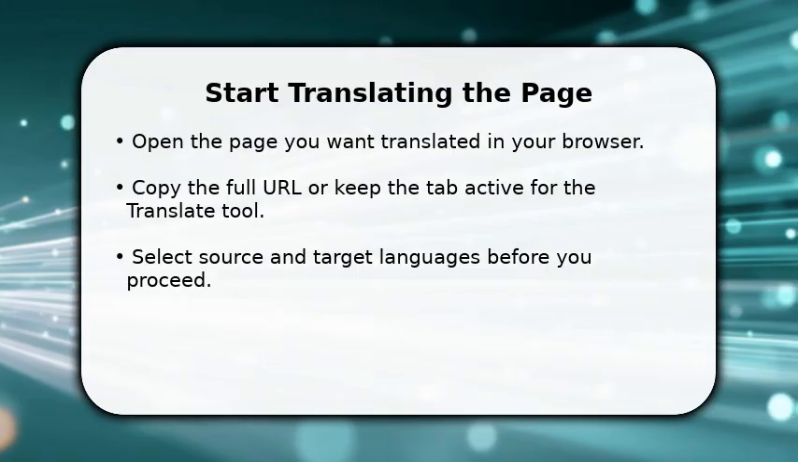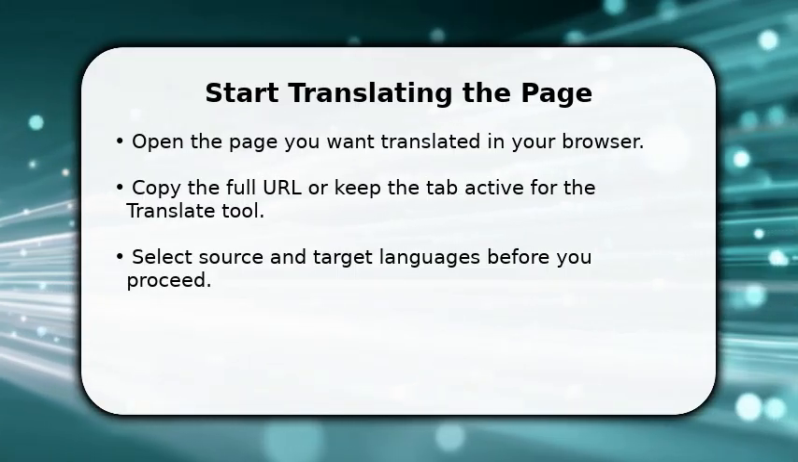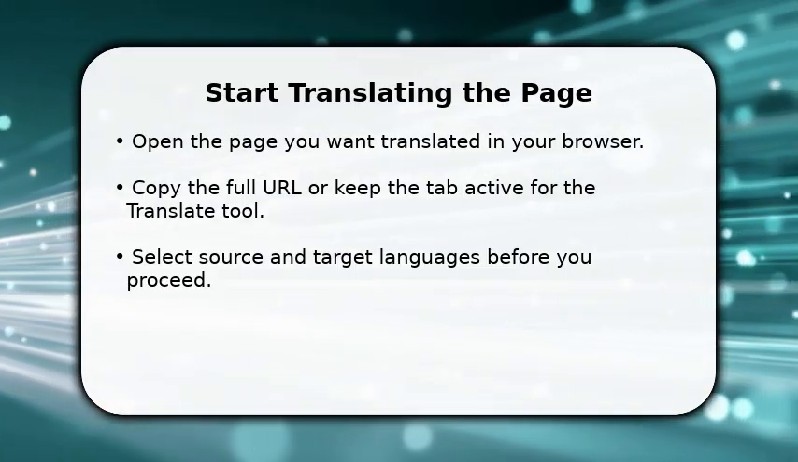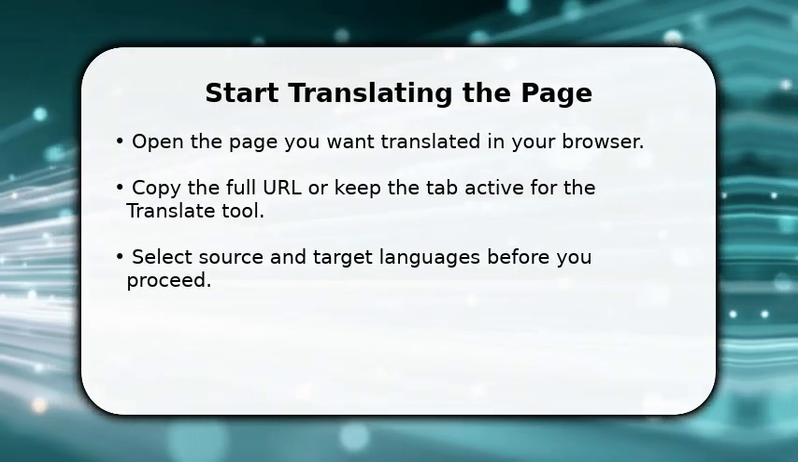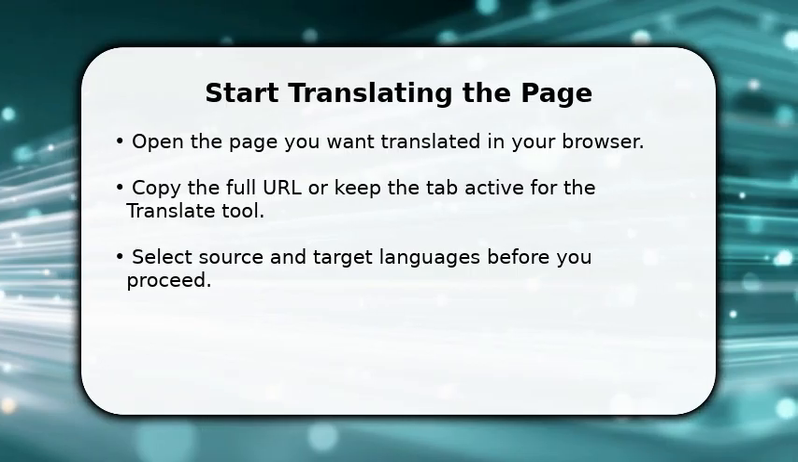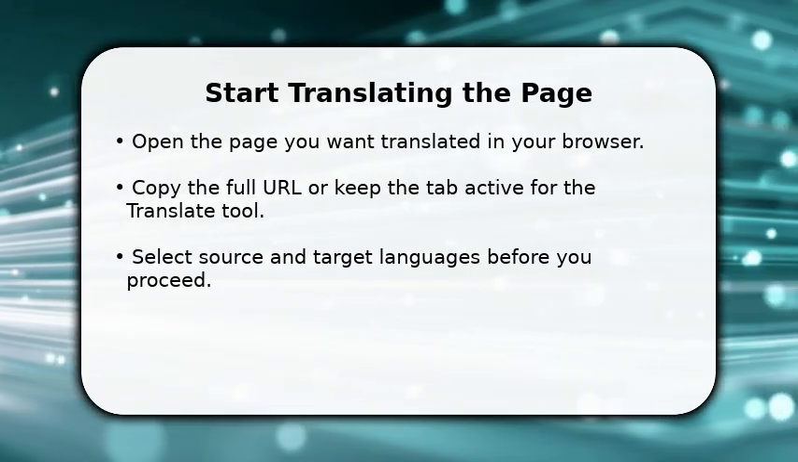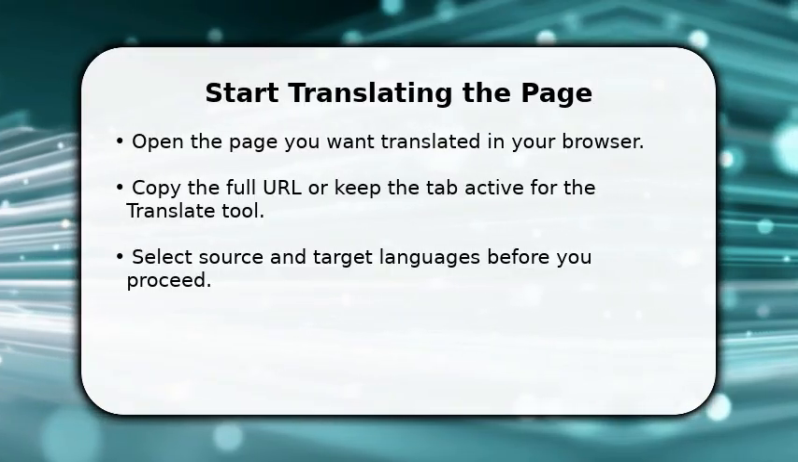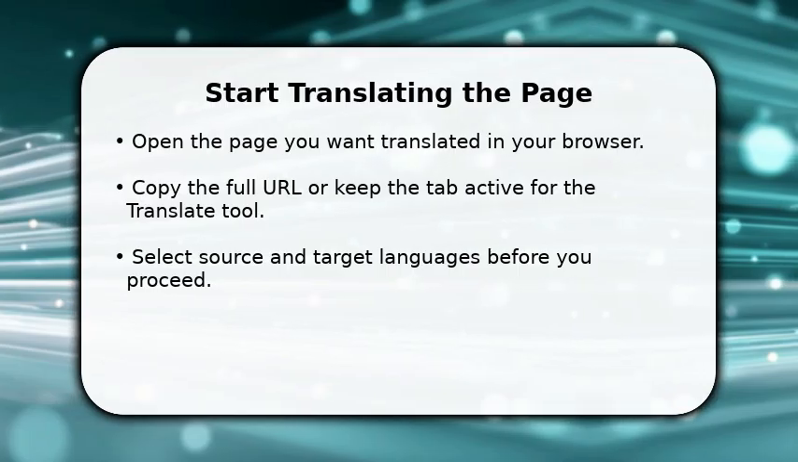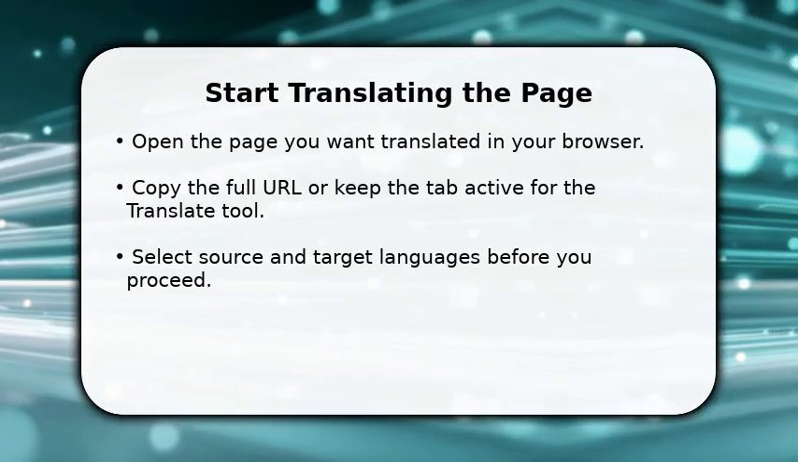You begin by opening the website and deciding which language you need. Once done, copy the page URL or keep the tab active. Next, open Google Translate's web page translator or use your browser's translate feature and paste the URL into the web page field. Make sure the detected source language matches the original. If not, set it manually.